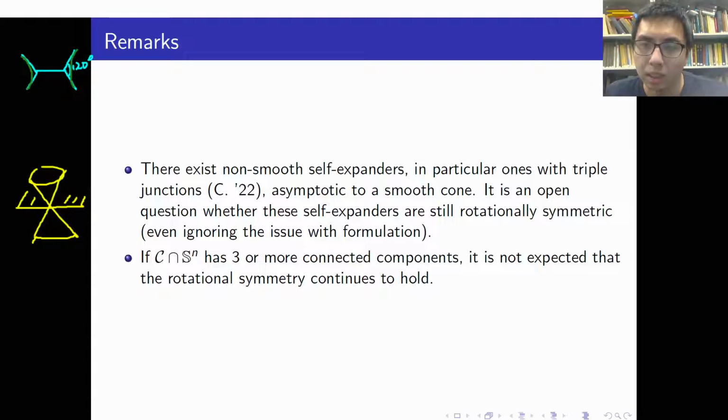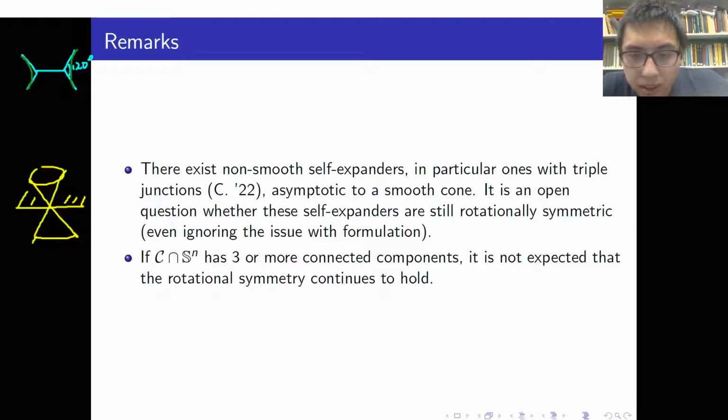So you can imagine desingularizing the catenoidal self-expander asymptotic to the rotationally symmetric double cone and the hyperplane, to produce something that's asymptotic to the triple cone and only has, I guess, dihedral symmetry or maybe platonic symmetry. Either way, I'm not too sure on the actual symmetry group, but it is not expected that the general rotational symmetry continues to hold if the link of the cone has three or more connected components.